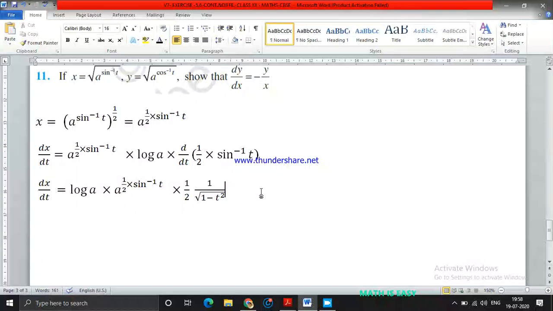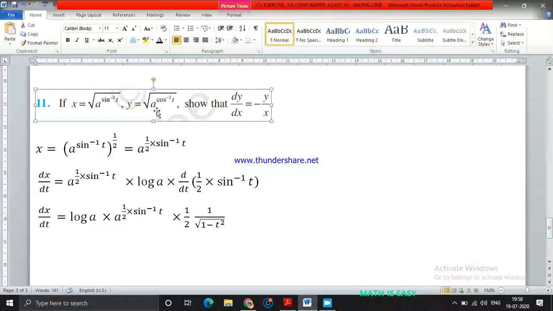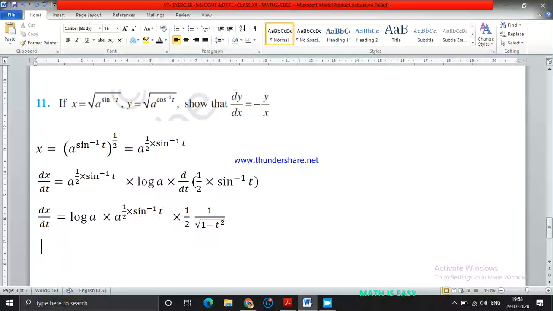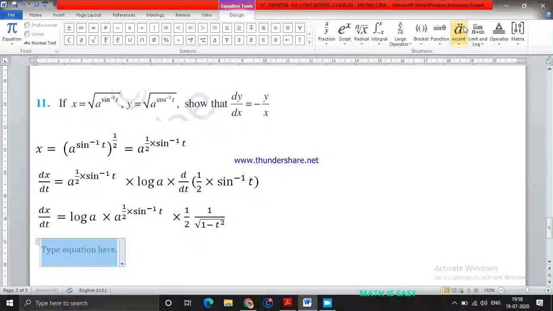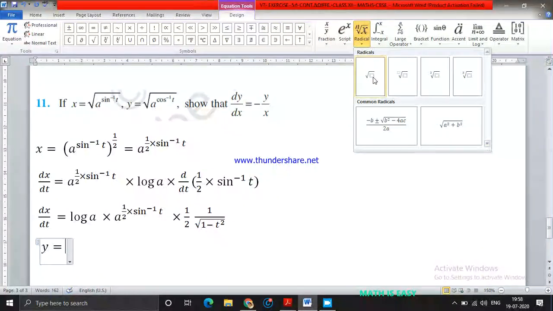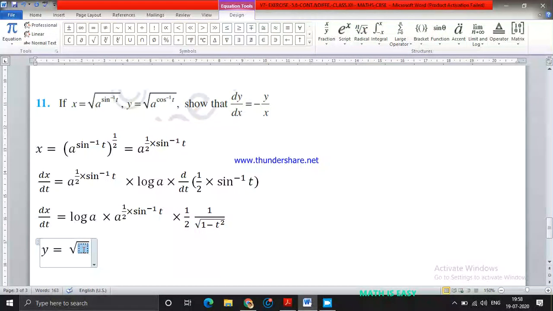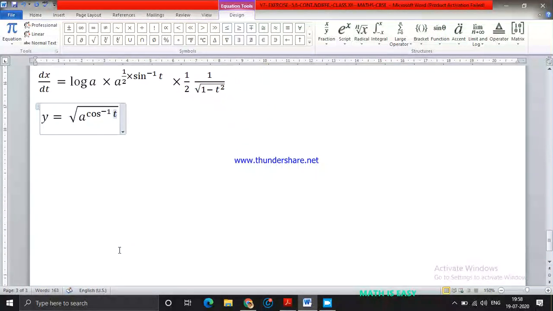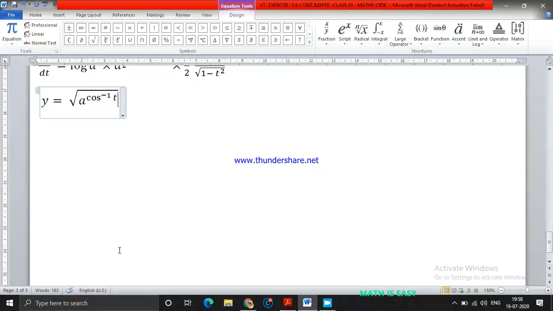So I got dx by dt. Now I want similarly the y value also. So if I want y value, let me insert the equation. What is given? Y equals to under root a, I have the exponential, right? A to the power, base is a and the power is cos inverse t. Okay, this is what they have given in the question.